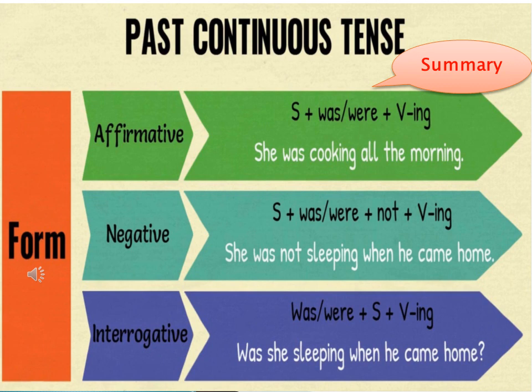نيجاتيف لاحظوا شنو غيتزاد على الافيرماتيف: subject plus was or were plus not plus verb plus ing. She wasn't sleeping when he came home. يعني اللي زاد هنا هو not. الانتروغاتيف case: was or were plus subject, لاحظوا subject هنا فين ولا من بعد auxiliary was ولا were, plus verb plus ing. Was she sleeping when he came home?